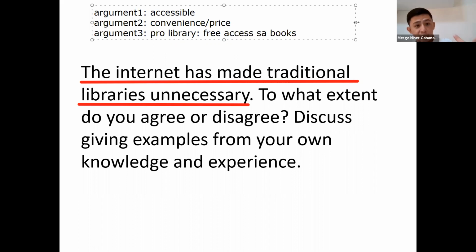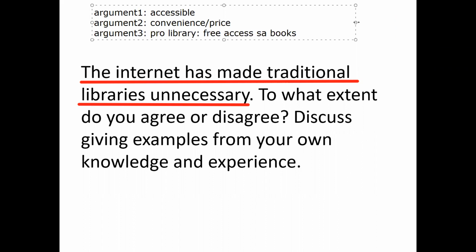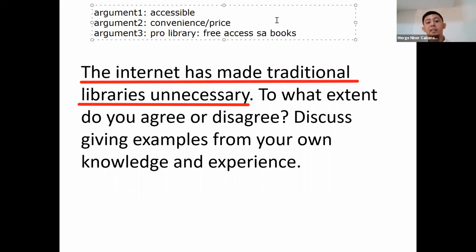So, you notice that my argument 1 and argument 2 were both pro-internet, but my argument 3 is pro-library. That means I agree to both of them. I agree that the internet made traditional libraries unnecessary, but I also agree that at one point, out of the 3 points I've mentioned, libraries are still essential. Yes, sir. So, 70% of my discussion, here's my ampalaya and my okra, and then pro-library will be my talong. Something like that.